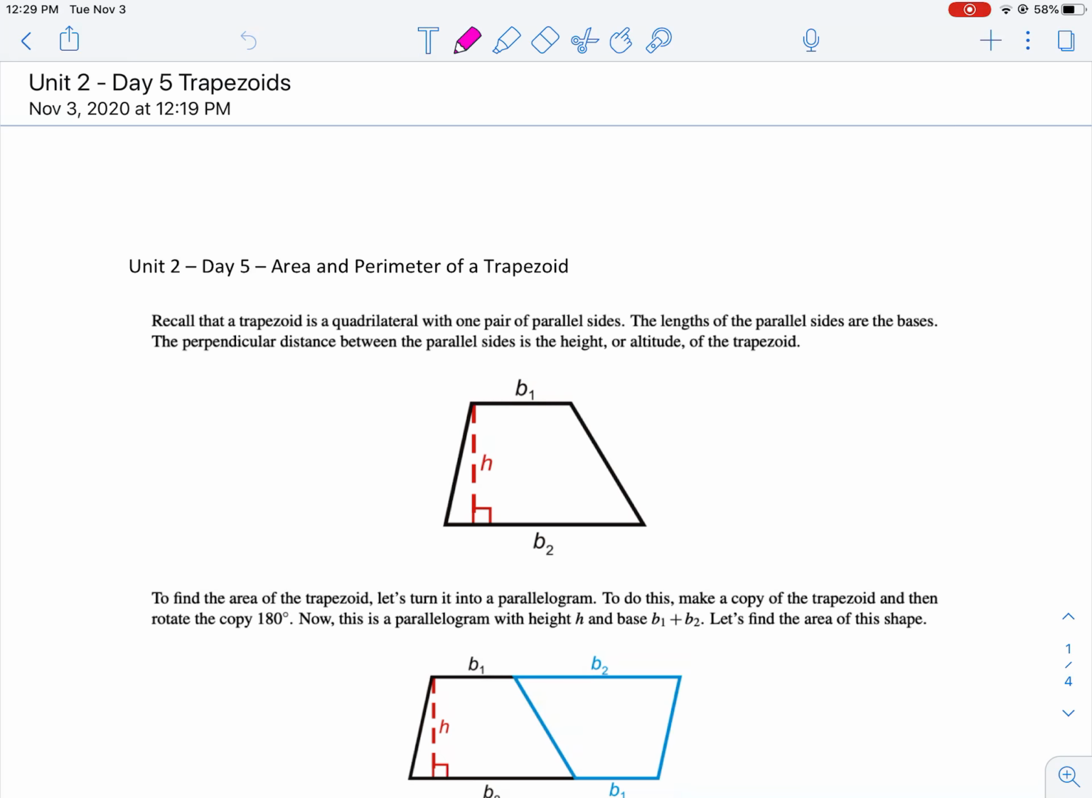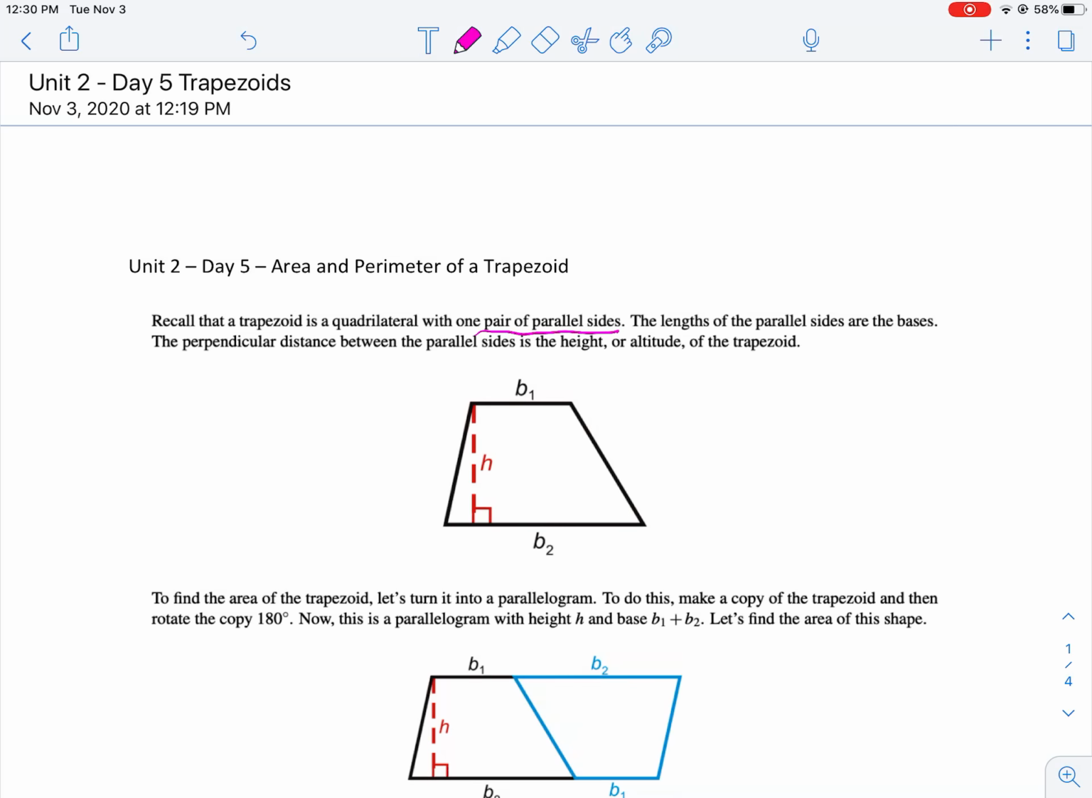Recall that a trapezoid is a quadrilateral, in the sense that a quadrilateral has 4 sides. But unfortunately, the trapezoid only has one pair of parallel sides, which means that this side and this side are not parallel, and sometimes they're not even the same length. The lengths of the parallel sides are the bases. The perpendicular distance between the parallel sides is the height or altitude of the trapezoid.